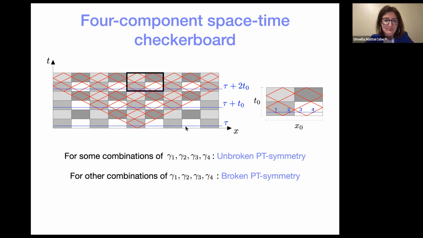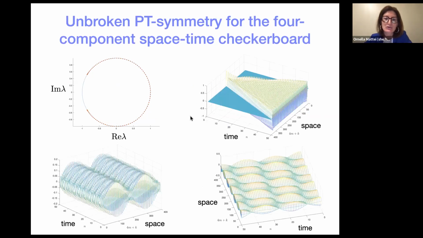So let me show you this. This is the case where I choose the gammas so that the condition of PT symmetry is unbroken. In this panel here, you see the eigenvalues of the transfer matrix, and indeed, they are all on the unit circle. On the right here, you see the propagation of a pulse, and you see that it propagates without increasing its amplitude in time. And at the bottom, you see 2 eigenmodes, one that is periodic and the other one that is not.